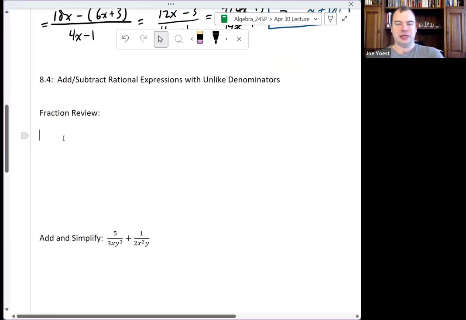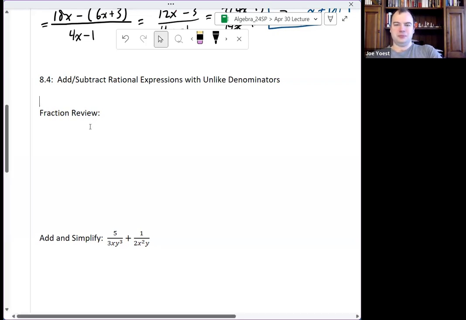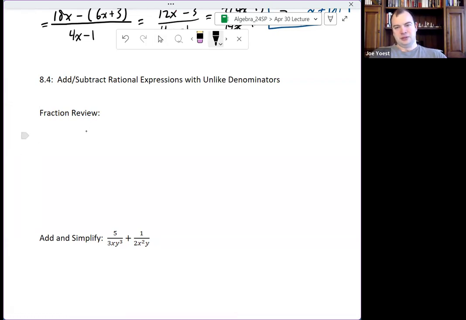Okay, so moving over then to 8.4. Here we're looking at adding and subtracting rational expressions with unlike denominators. So just like we've done in the past, we note that rational expressions are really just slightly more complicated fractions. So let's start with just numerical fractions. If I had something like 1/3 plus 1/4, how would I handle that?